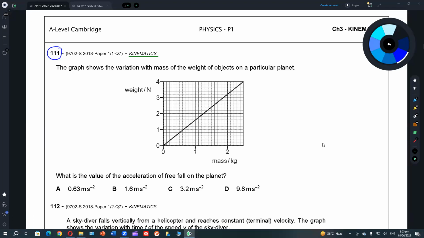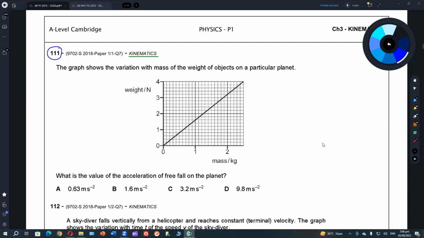Kinematics is another crucial, important topic, but I have always emphasized that kinematics, dynamics, electricity, current and nuclear physics, these are very scoring chapters. I'm putting the first question. The graph shows the variation with mass of the weight of objects on a particular planet. What is the value of the acceleration of free fall on the planet?